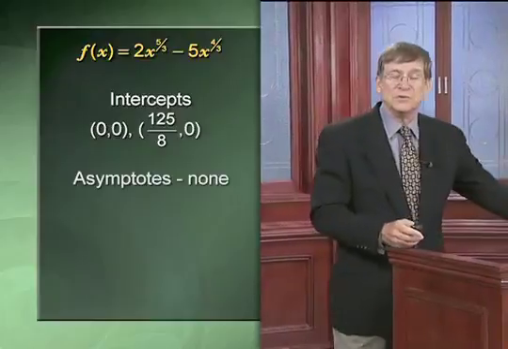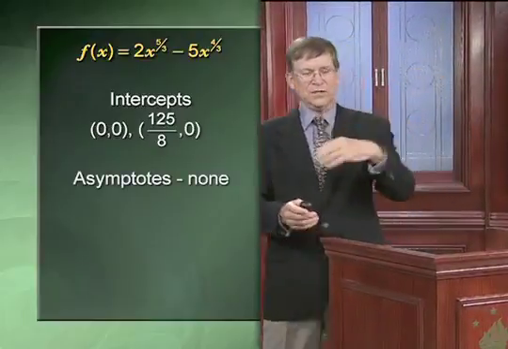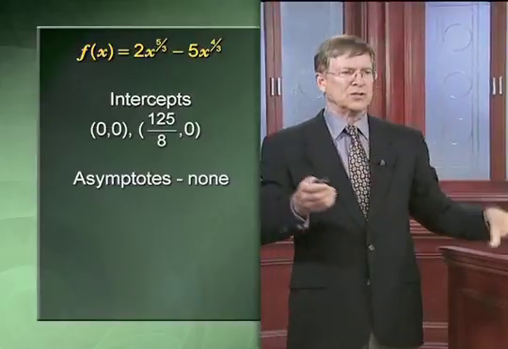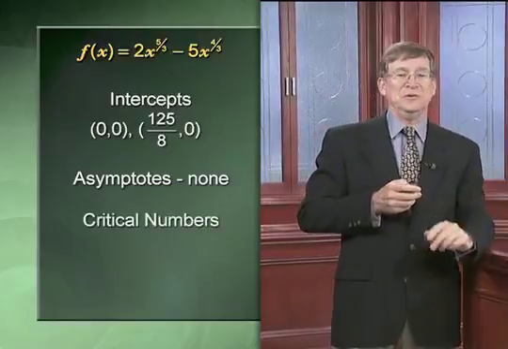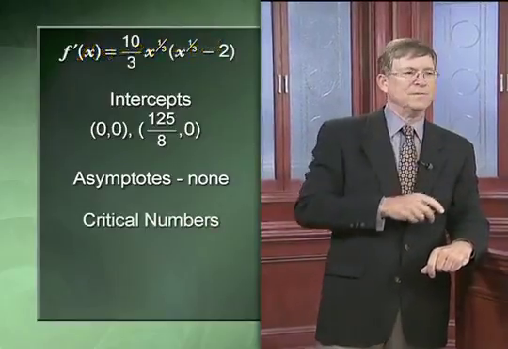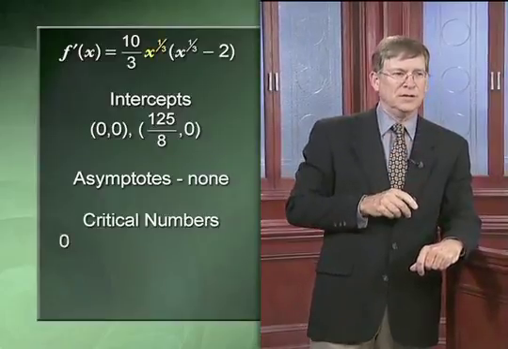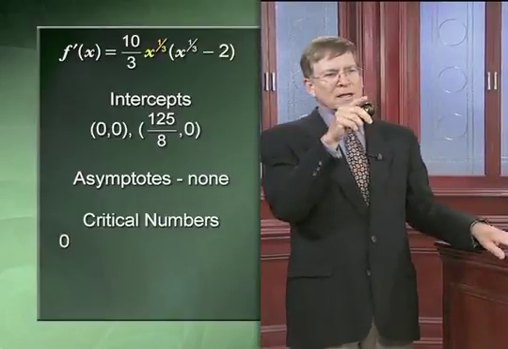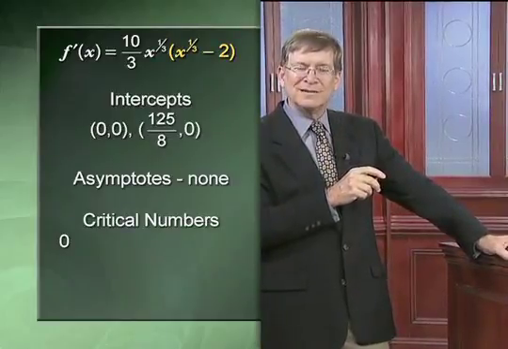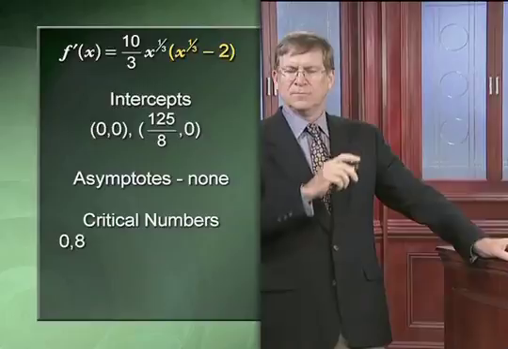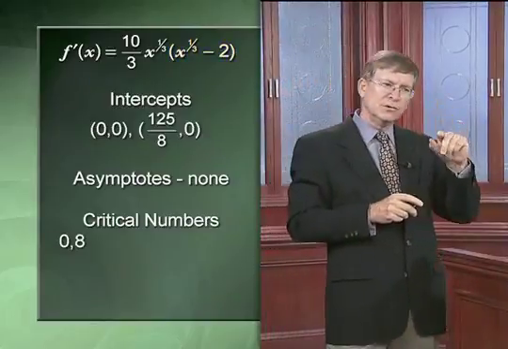Are there any asymptotes? Well, no. Asymptotes usually occur when you have a quotient, and here we just have a function straight across. There are no vertical or horizontal asymptotes. How about critical numbers? Well, we look now at the first derivative. And is it ever 0? Yeah, when x is 0, it's 0. And when x to the 1/3 minus 2 equals 0, what does that mean? That means that x is 8. The cube root of 8 is 2. So we have two critical numbers, 0 and 8.